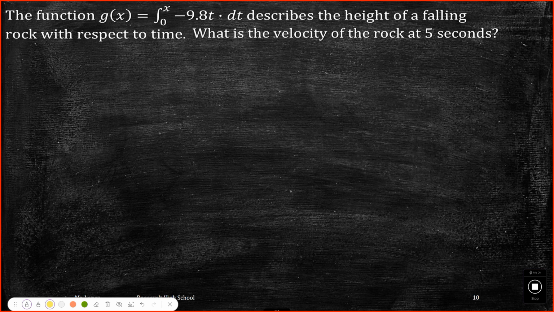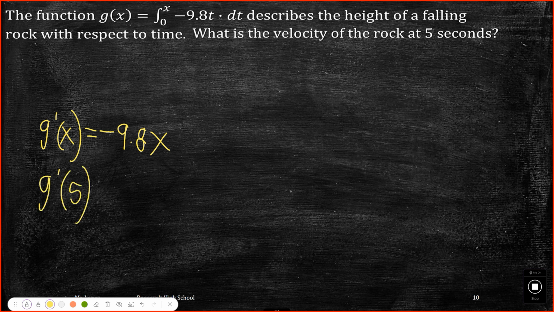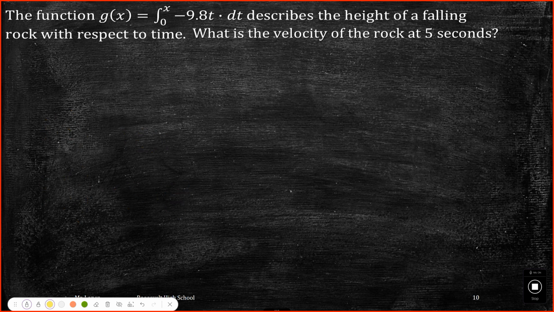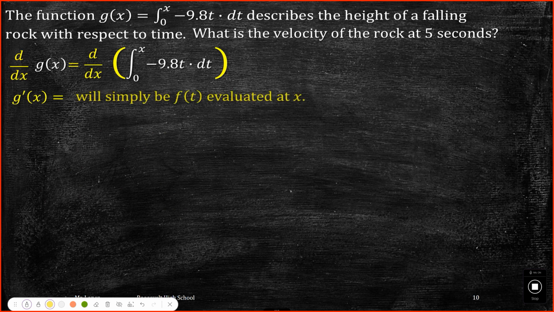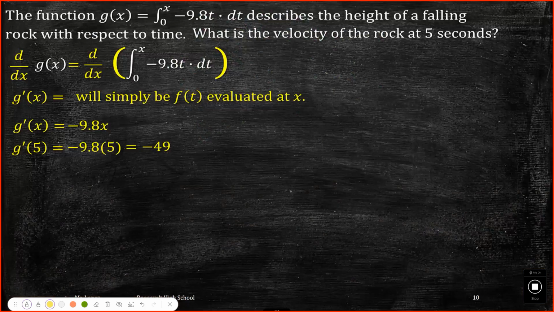What do we do? Get G prime of x. G prime of x is equal to negative 9.8x. Now what do we do? Plug in 5. Because we're already in the velocity, find out what it is, no? G prime of 5, and whatever that is. Now we're done.